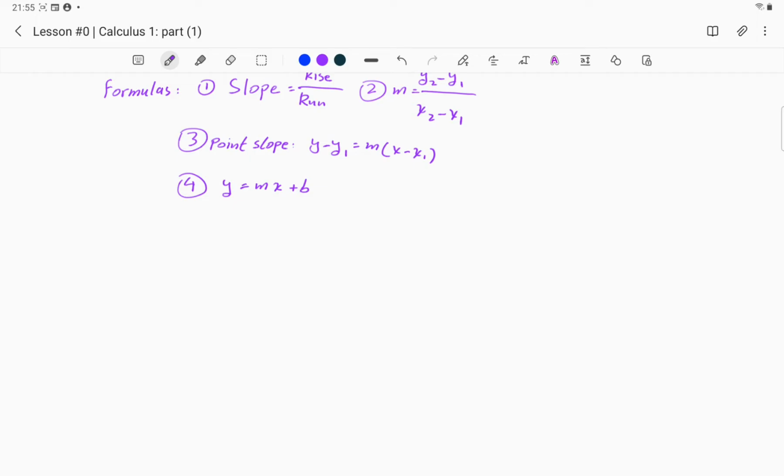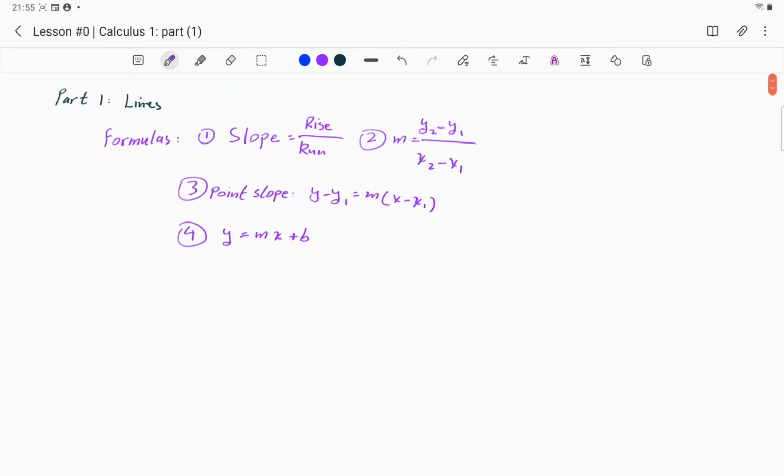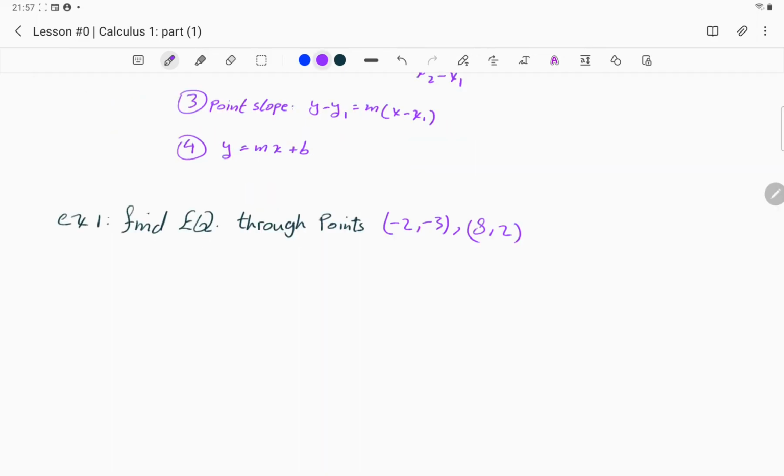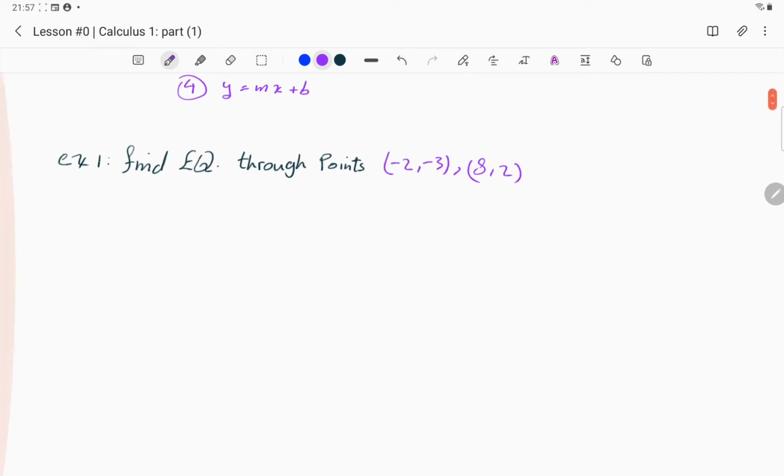I think so. This is basically a summarized version, the summary of a summary, or the summary of an explanation. So let's get into the next part. Here's the example that he mentioned in his video, where you have to find the equation through the points -2, -3 and 8, 2.